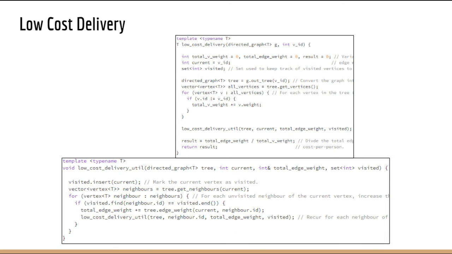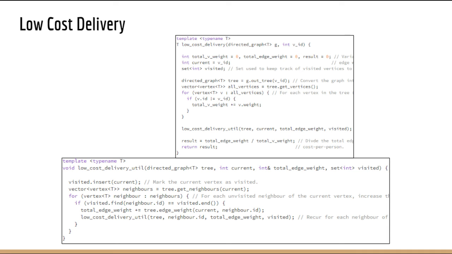The low-cost delivery function also utilizes recursion through a utility function. The way it works is by converting the graph passed through the function into a spanning tree using the outTree function from assignment 1. Then the total vertex weight is calculated by summing the weight of each vertex in the tree, except for the source.